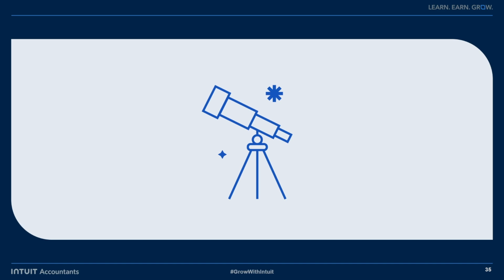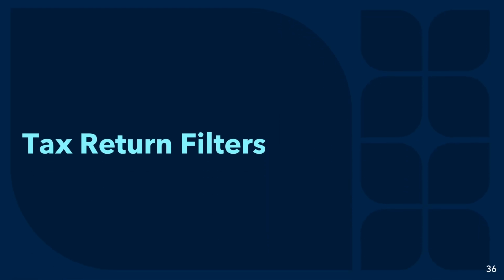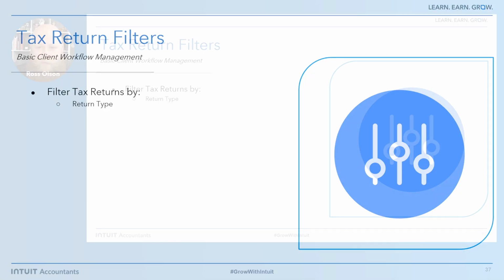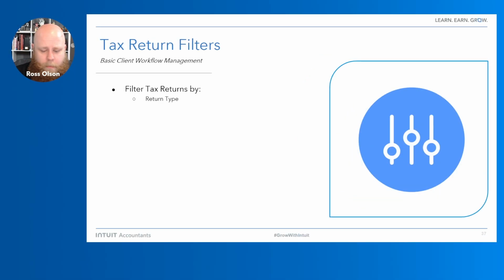I think our final section here, as we get ready to wrap things up, our final two are the tax return filters. These are the ability to adjust what returns you're looking at inside of ProConnect Tax. So you're able to filter your tax returns by return type, by e-file progress, by e-signature status, and by the return status, which you can customize and edit to be what fits your firm's workflow the best.